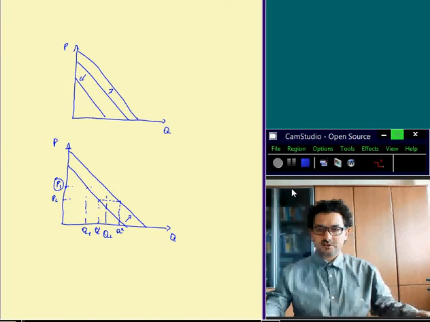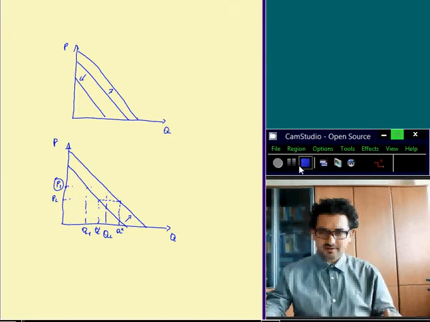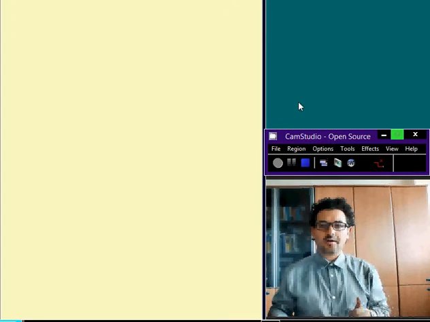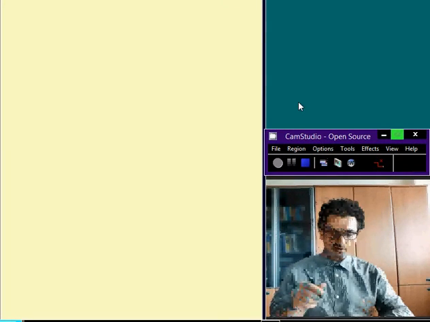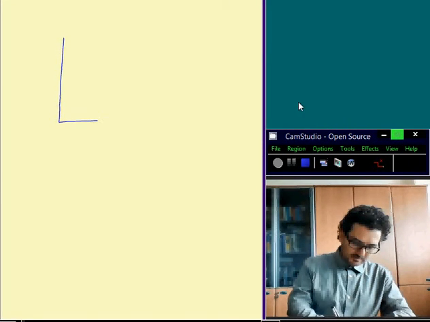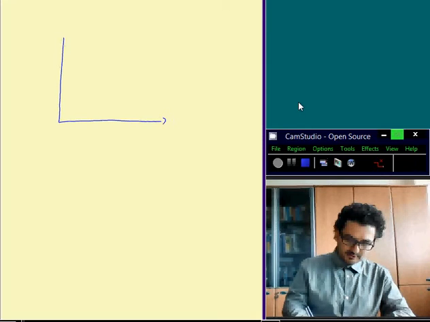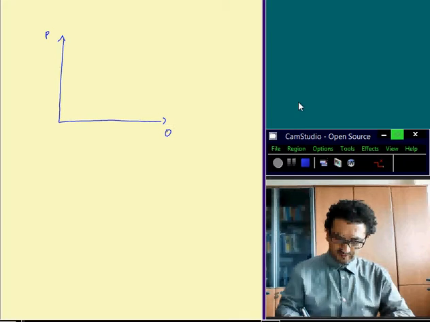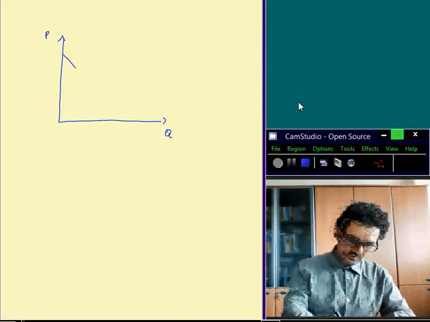I think we have to do again this picture. So we are studying the effect of an increase in the price of tea on the demand for coffee. We have our demand picture in which we have the price for coffee and quantity for coffee. This is a negative relation.